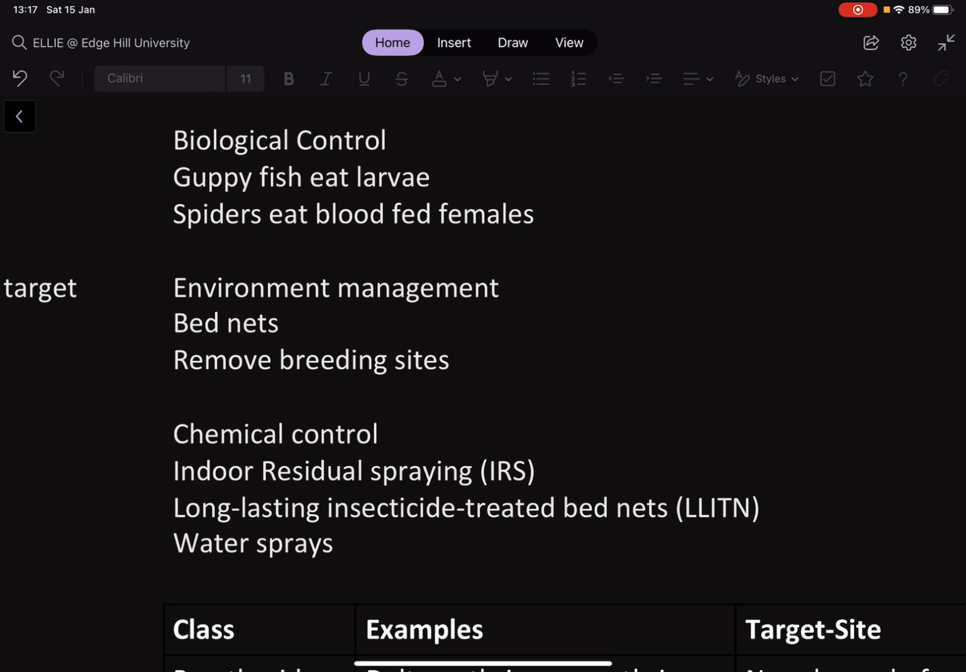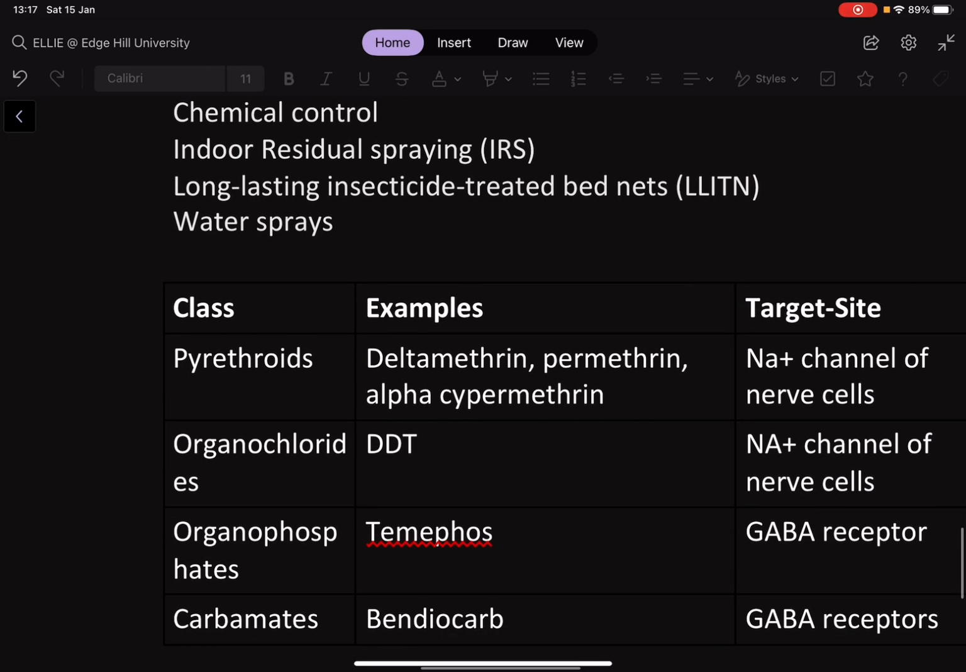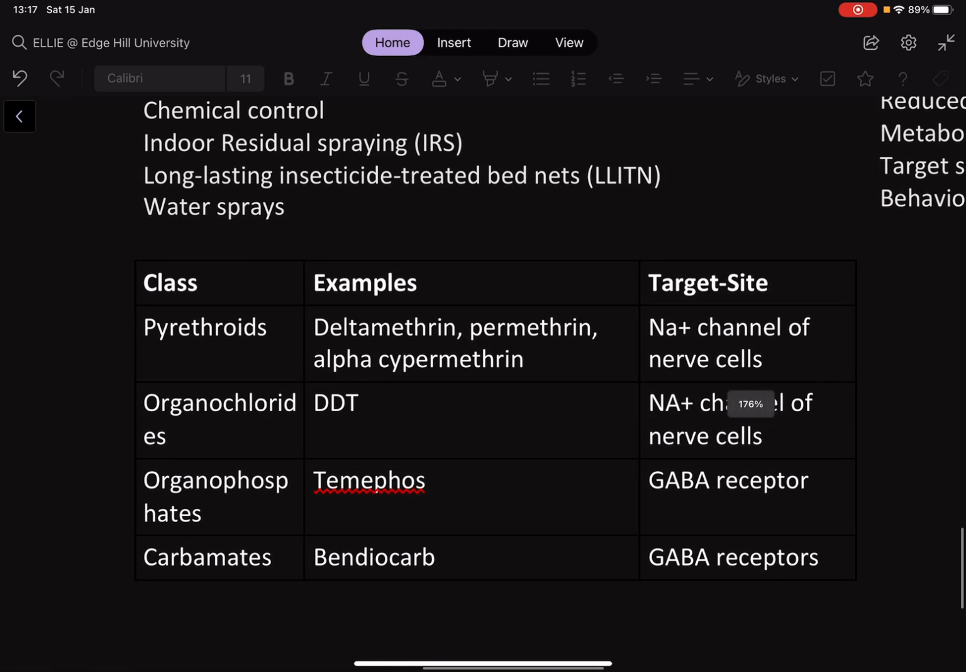We have bed nets, so you've got these impregnated bed nets with like anti-malarial drugs on them to kill a mosquito when it lands on it, and to prevent it biting a human. And there's also chemical controls such as indoor residual spraying, long-lasting insecticide-treated bed nets, and water spraying to kill the larvae. Here are just a few examples of some used insecticides.